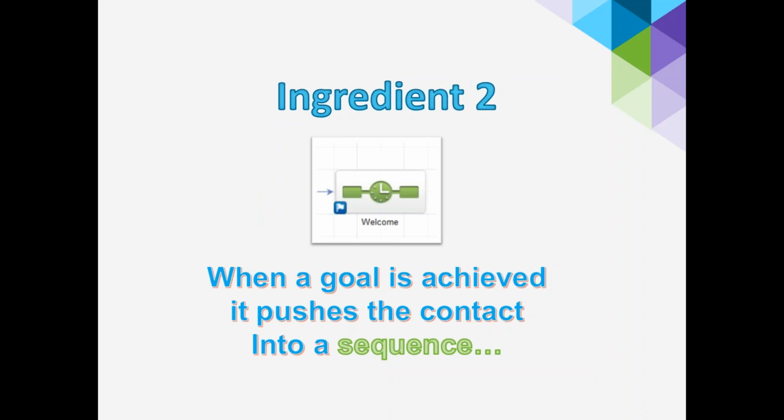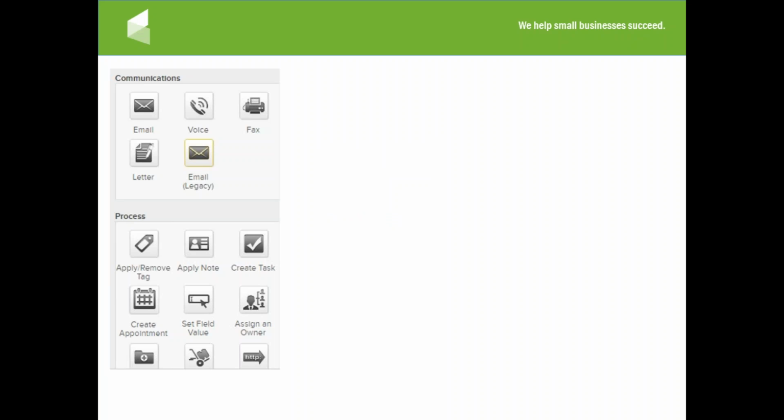The second ingredient is a sequence, and a sequence is represented by a rectangle. And I think that sequence is where the magic of follow-up happens with Infusionsoft. That's where our magic happens. That's our black hat that a magician would have. This is what happens after a contact reaches a goal. Infusionsoft will push them into this sequence automatically. There's lots of stuff that can happen in that sequence. That's the Infusionsoft magic right there.